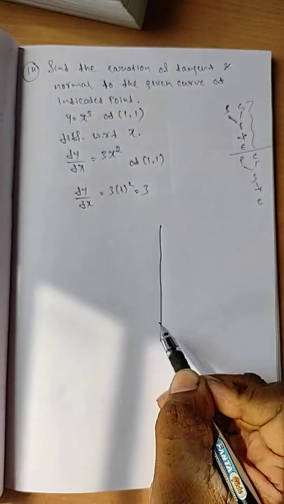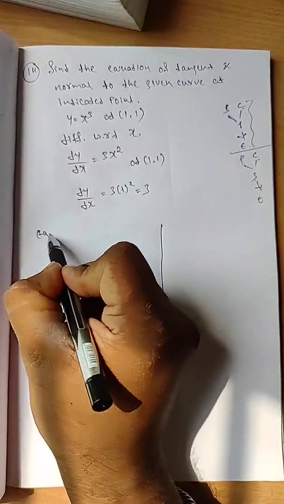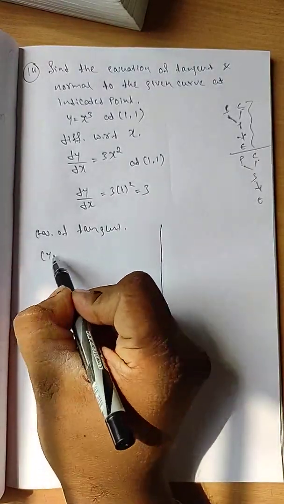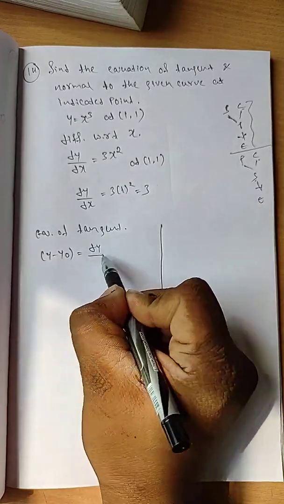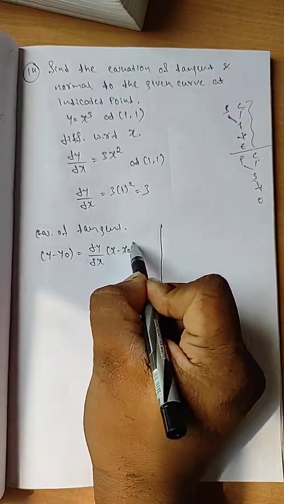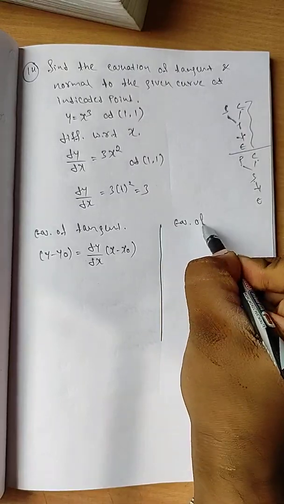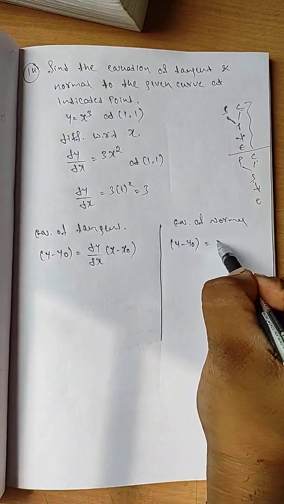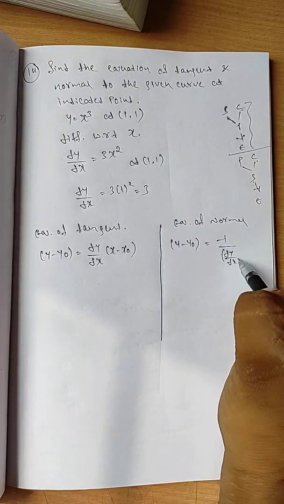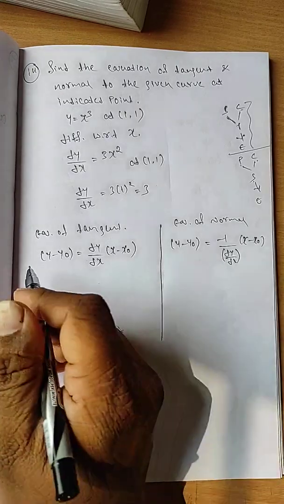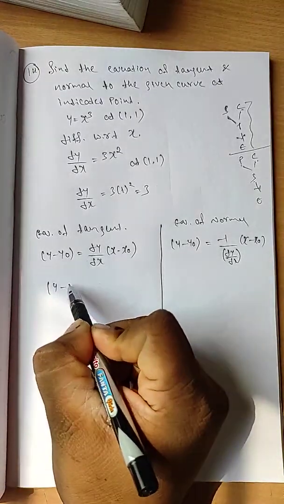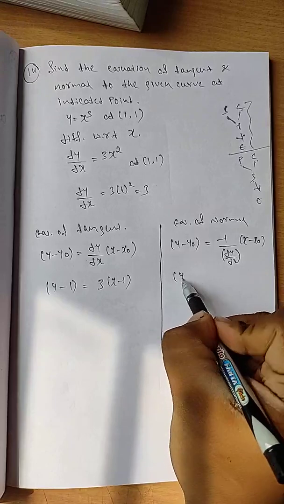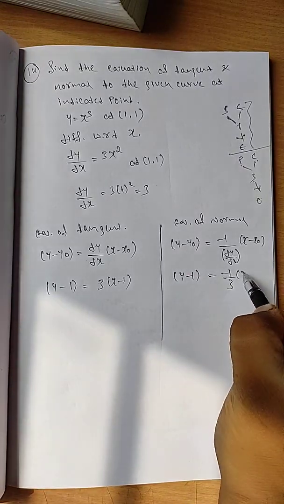Now we know that the equation of a tangent is y minus y naught is equal to dy by dx into x minus x naught. What is the equation of a normal? The equation of a normal is y minus y naught is equal to minus 1 by dy by dx into x minus x naught. Now y naught is 1, dy by dx is 3, x naught is 1, the same as it is. y minus 1 is equal to minus 1 by 3 into x minus 1.